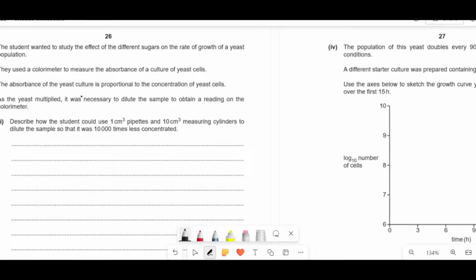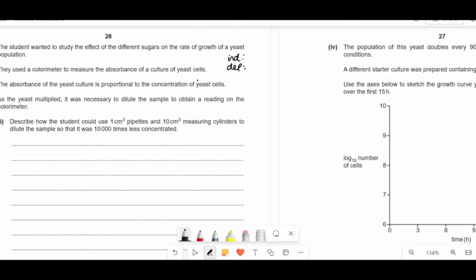So the student wanted to investigate the effect of different sugars on the rate of growth of a yeast population. So again, you have your independent and your dependent variables. I wouldn't jump straight into that yet. Look at everything first. They used the colorimeter to measure the absorbance of yeast culture cells. The absorbance of the yeast is proportional to the concentration of yeast cells.